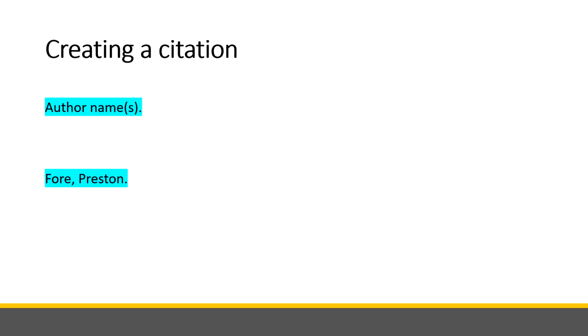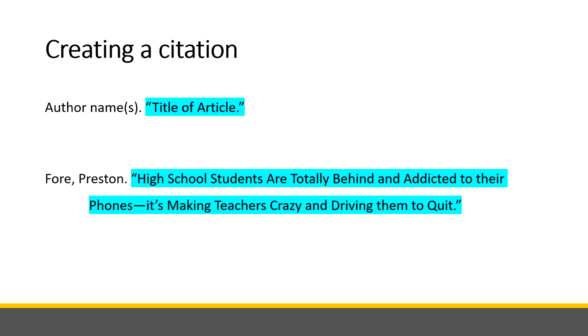Once again, the citation will begin with the author's names, and once again, the first author's name is formatted last name, comma, first name. This article only has one author, so it will be formatted as Fore, comma, Preston. And once again, the next piece of the citation is the article title, which is put in quotation marks and ended with a period. For this article, the title is "High School Students Are Totally Behind and Addicted to Their Phones. It's making teachers crazy and driving them to quit."